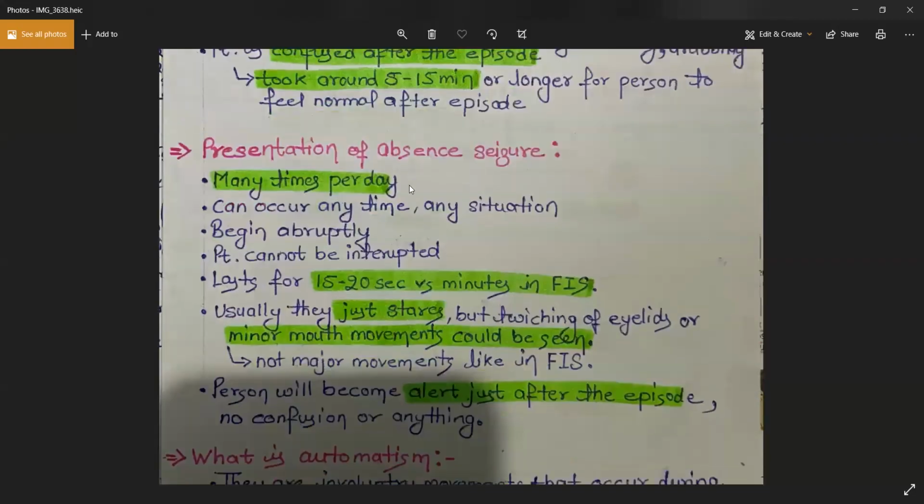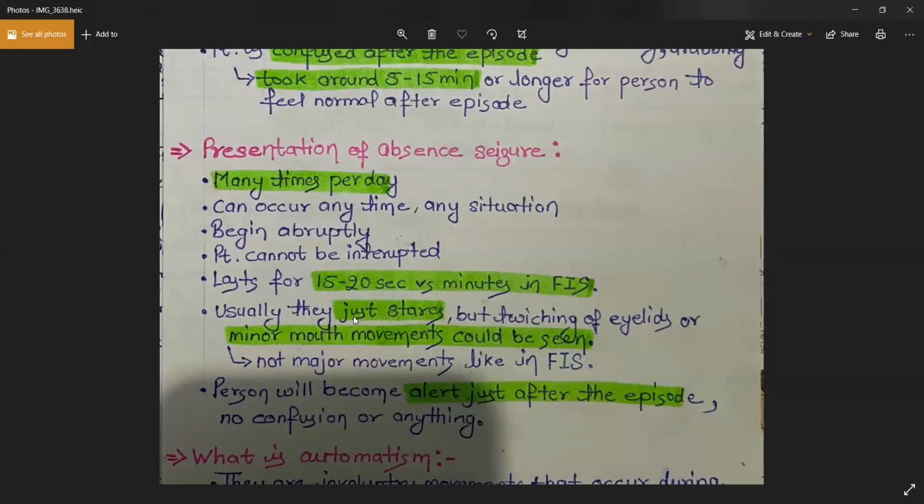Now you have the absence seizures, which are basically the diffuse kind of seizures, right? That happens many times per day, because these episodes last for like 20 seconds only. Okay, so a blank stare for seconds only, it would be the absence seizures that happen multiple times. It can again occur in any situation, again occur abruptly, and the patient cannot be interrupted.